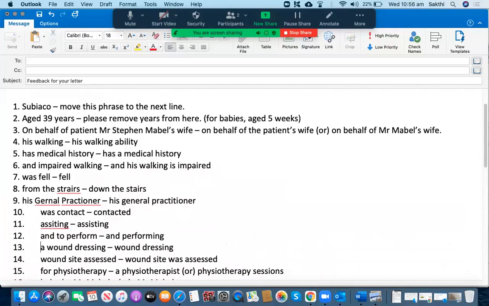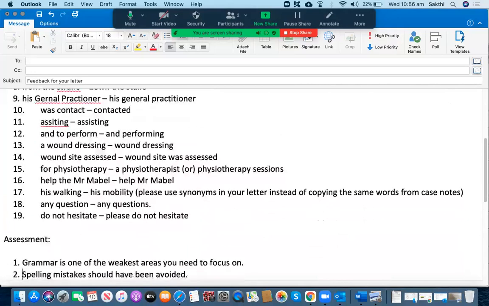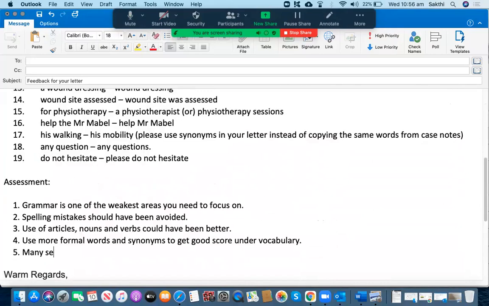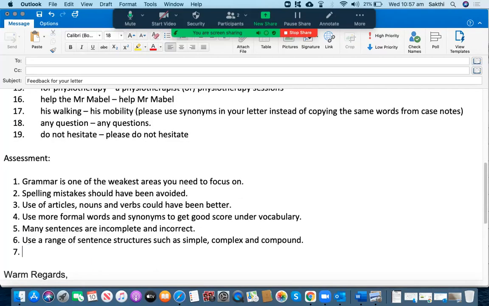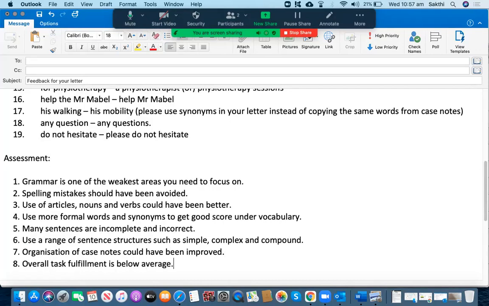Yeah, many sentences are incomplete and incorrect. You need to write down the sentences correctly. Okay, use a range of sentence structures such as simple, complex, and compound instead of using only the simple sentences. Okay. Organization of overall task fulfillment is below average. It's not that good.